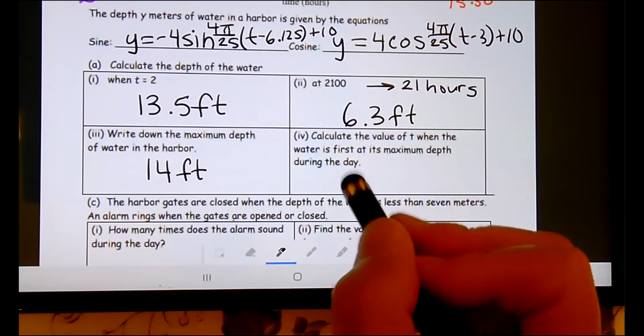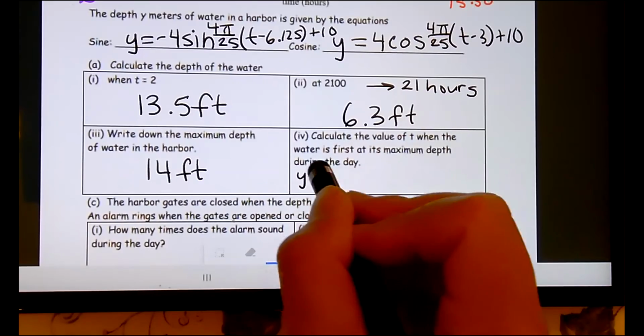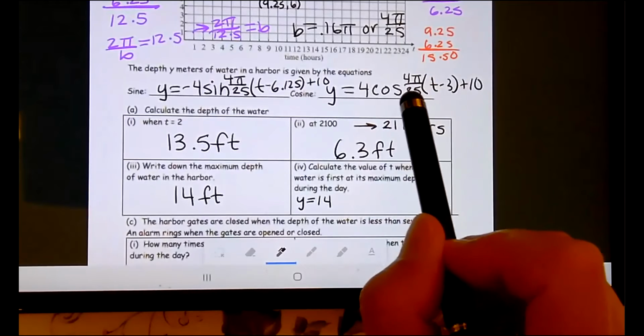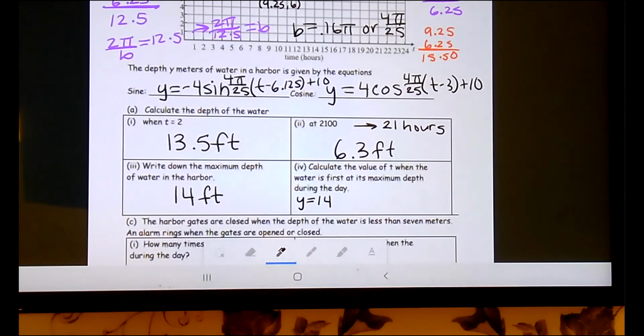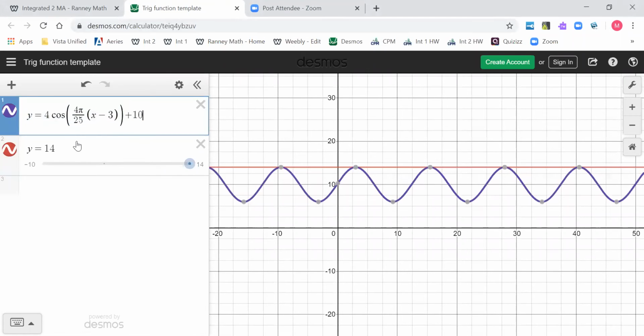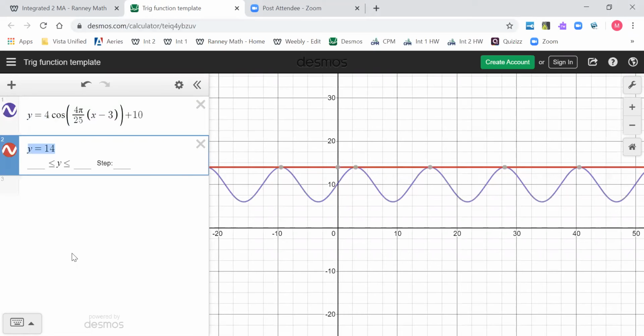So I am going to put in y equal 14 along with this equation. And I'm actually going to do it on Desmos, so let me just get that in. So I entered in the equations here into Desmos, so you can see here is my equation. I also entered in y equal 14. Now this again is one we could see from our graph, but here you can see every time it's at a height of 14, a maximum depth of 14.